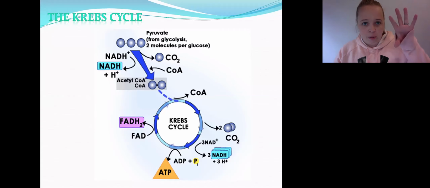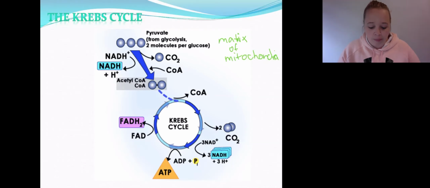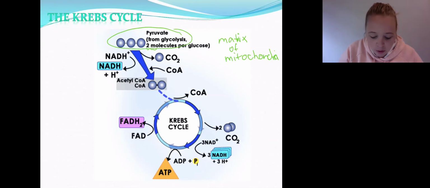So we're starting off from where we finished at the end of glycolysis, but now we're in the mitochondria. So this is occurring in the matrix of the mitochondria. And I'll show you why in a second. But that's really important that we know that we are in the matrix of the mitochondria right now. We're starting off with the pyruvate from glycolysis, and we've got 2 of those. And then each one of them goes through this big biochemical process, biochemical pathway.